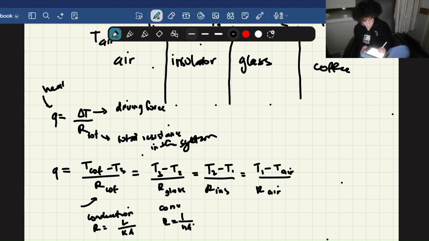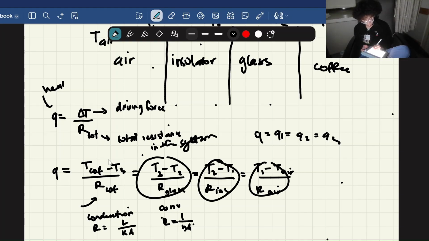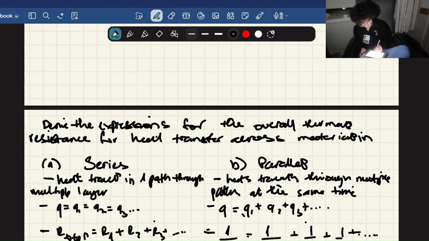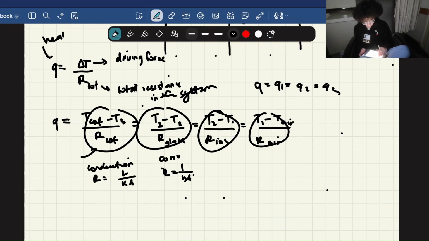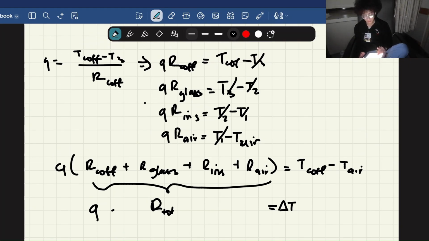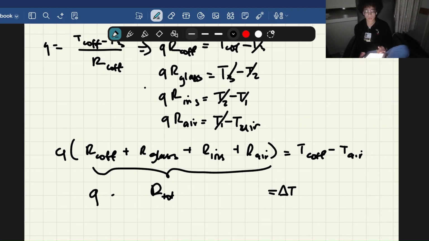Also I forgot to mention, in series the Q are all the same, like we talked about above. So that's why we have these equalities. But anyways, up here we have R total is equal to R1 plus R2 plus R3 for a series. So these together would be equal to R total is equal to delta T over Q. So that's how we derive the expression for series.